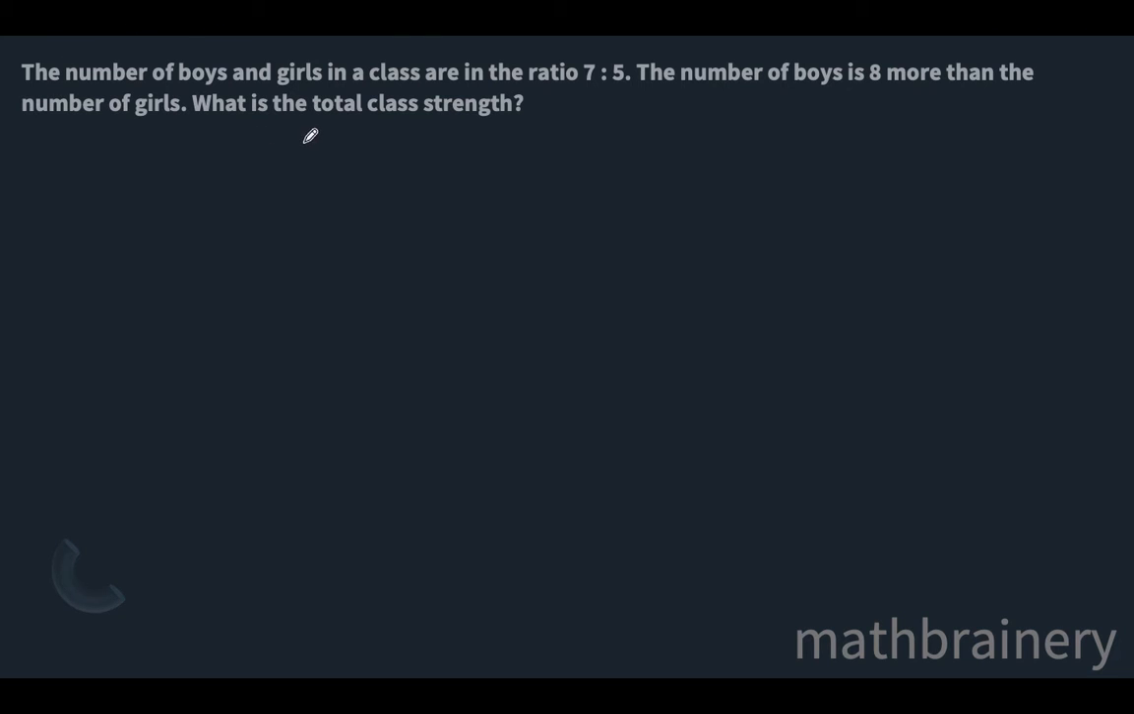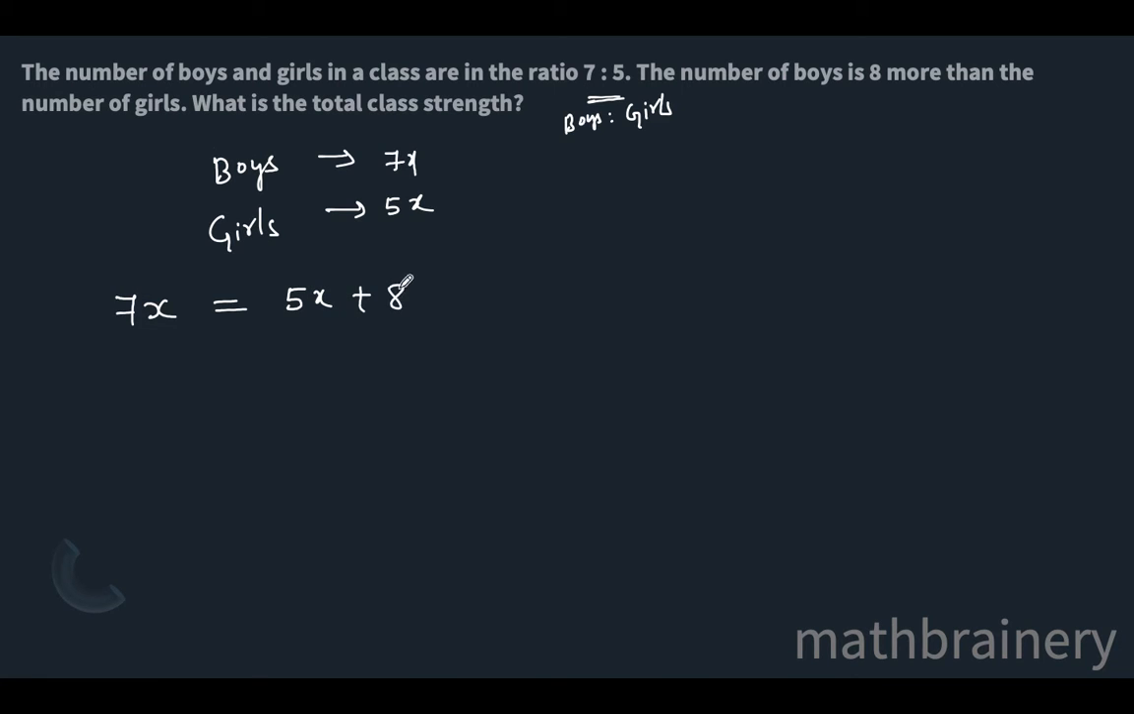The number of boys and girls in a class are in the ratio 7:5. Now again, this problem also involves a ratio. So I can assume the number of boys in the class as 7x, because this ratio is boys is to girls, isn't it? So I can assume the number of boys as 7x and the number of girls as 5x. Now what is given? The number of boys is 8 more than the number of girls. That means number of boys 7x is 5x plus 8. Let's simplify this. 7x is equal to 5x plus 8.